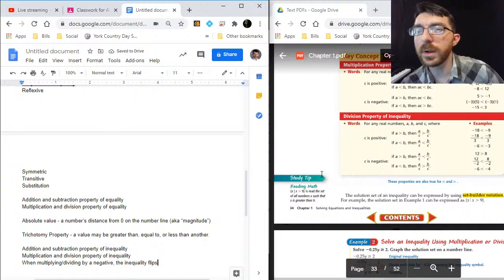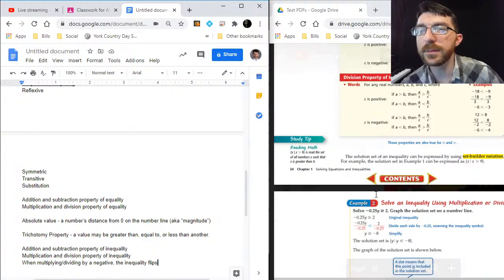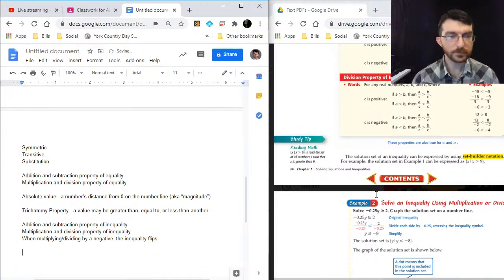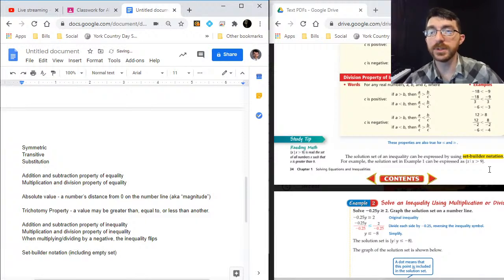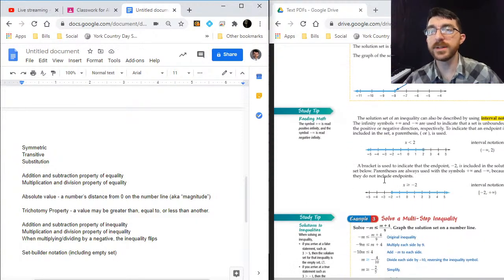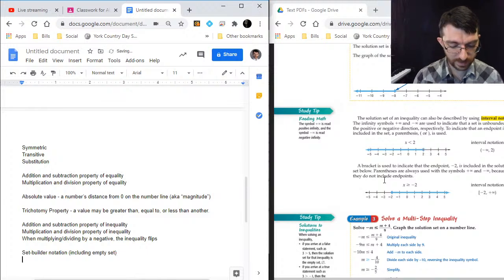The solution of an inequality. Okay, here's set builder notation. For example, the solution set. Got it. Okay, so we are going to want to have set builder notation, including the empty set. All right, that's why it introduced it. There we go. Got some context. Interval notation. Hooray!